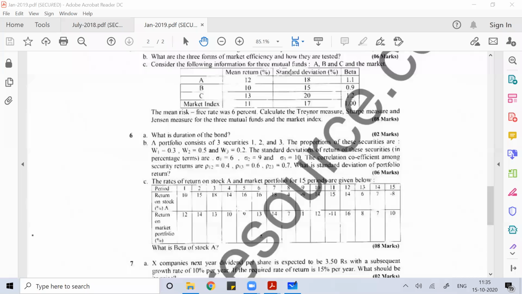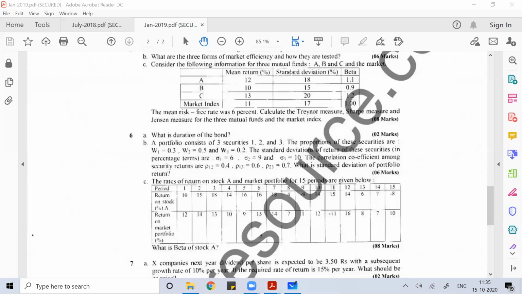What is the standard deviation of the portfolio return? That is the question. Here, a three-stock portfolio is given. Their coefficients of correlation are given, and their standard deviations are given. So what you can do is find the covariance. You can find the covariance between 1 and 2, between 1 and 3, and between 2 and 3, and then apply the formula.